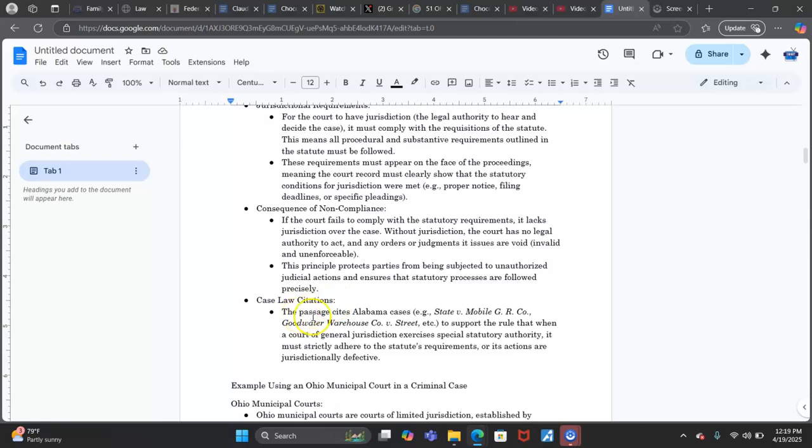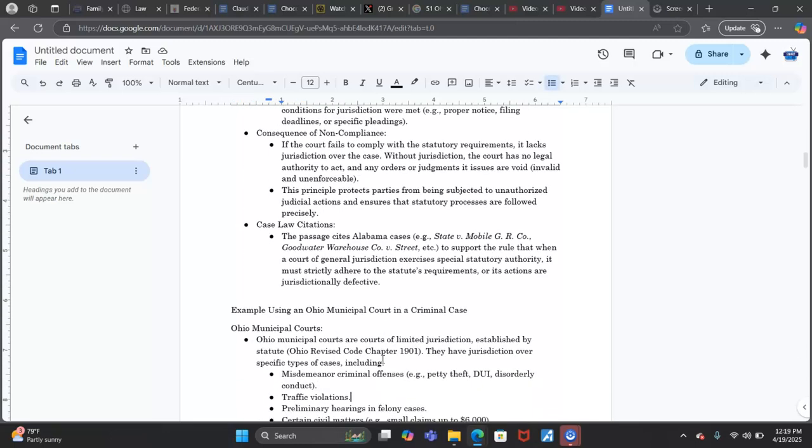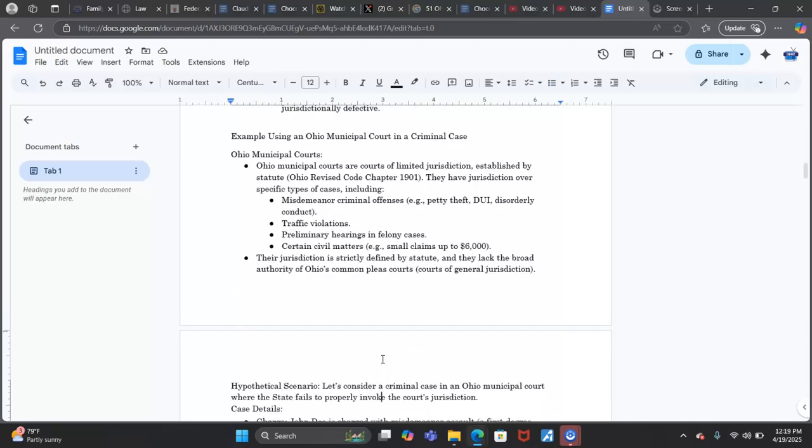Case law citations. The passage cites an Alabama case to support the rule that when a court of general jurisdiction exercises special statutory authority, it must strictly adhere to the statute's requirements or its actions are jurisdictionally defective. So I'm going to give y'all a couple examples out of Ohio, using Ohio municipal court in a criminal case.